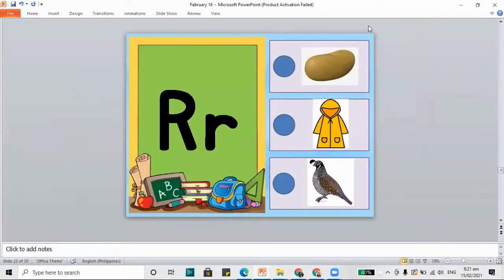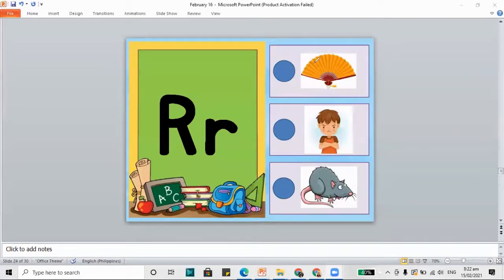And let's do the things that have the R sound. Let's check the picture with the R sound and mark an X on the picture that doesn't begin with R. Potato doesn't begin with R, but raincoat begins with R. Quail doesn't go in R. What else? We have fan. Fan begins with R? No. Mad begins with R? No also. But rat begins with R.